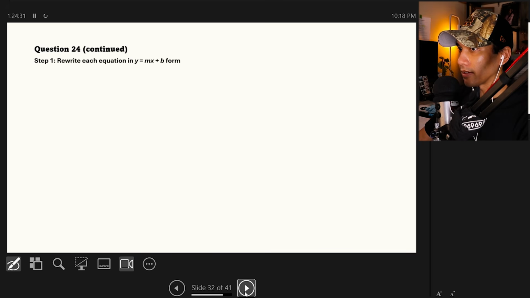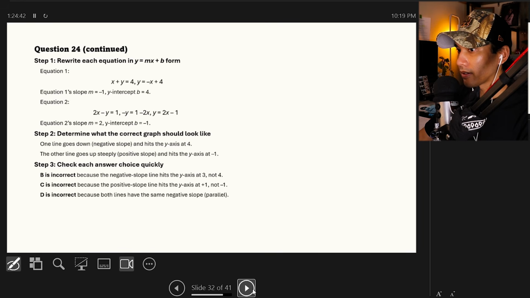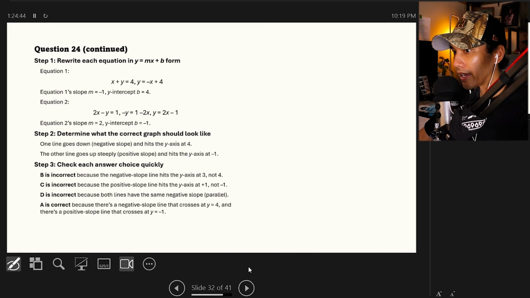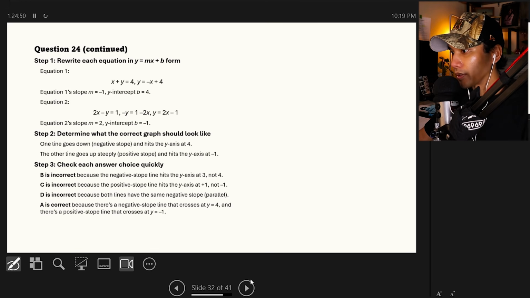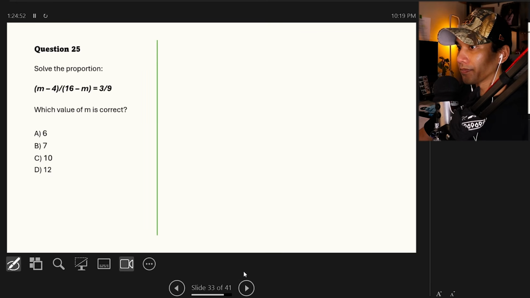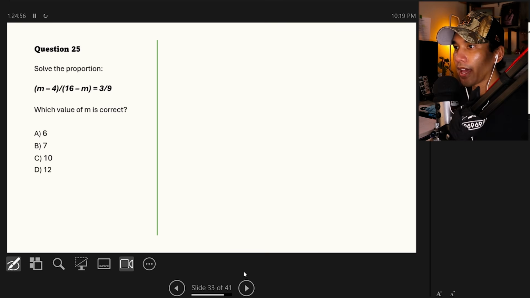And let us just see. Rewrite into mx plus b. B is incorrect, like we said. C is incorrect. D is incorrect. A is correct because there's a negative slope line that crosses y equals 4, and there's a positive slope line that crosses y equals negative 1. Okay, perfect.